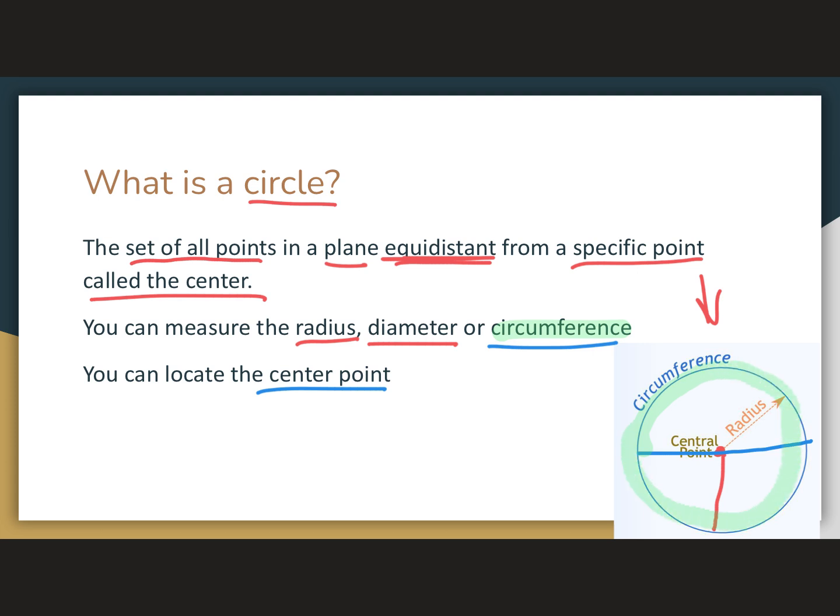You can also locate the center point, especially if you're on a coordinate plane. They might tell you the center is at (3, 3), and it has a radius of 5. So these are the geometric terms that you need to know. Now go ahead and do your practice, and I will see you in class.